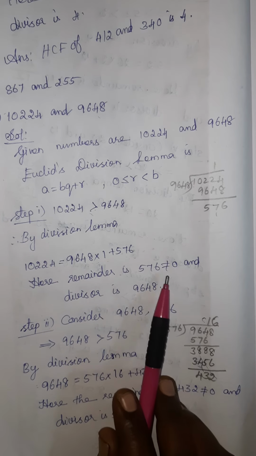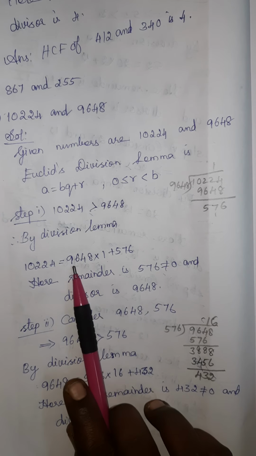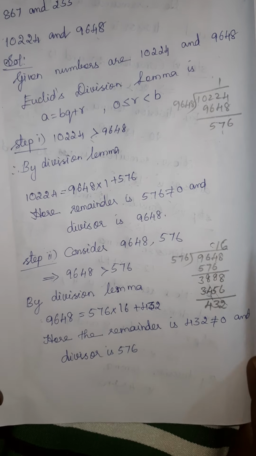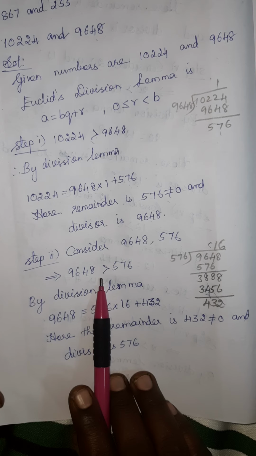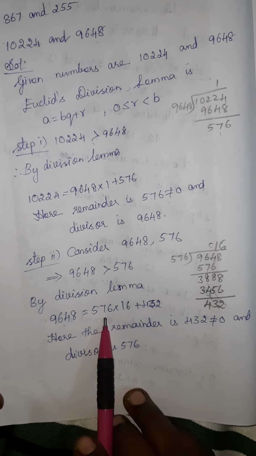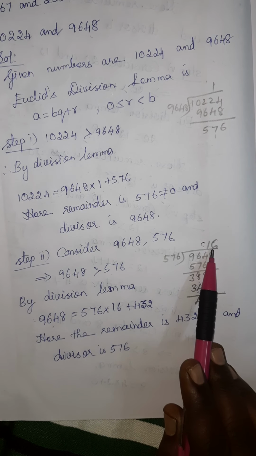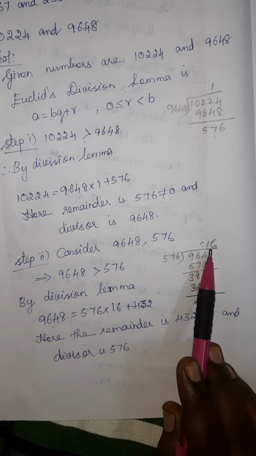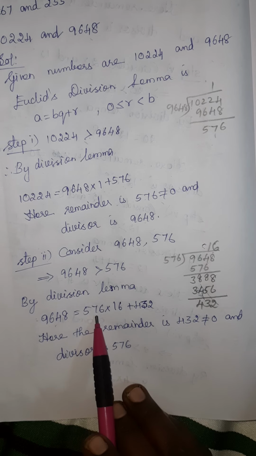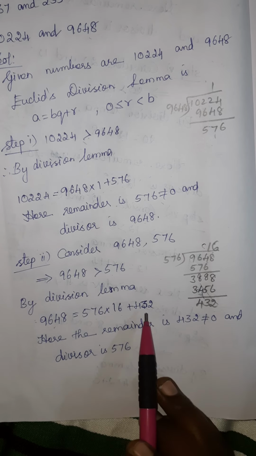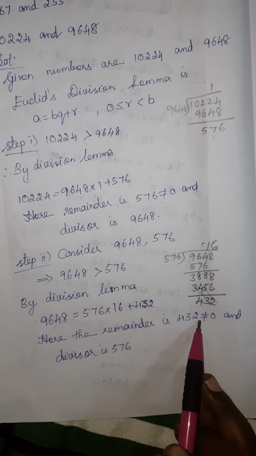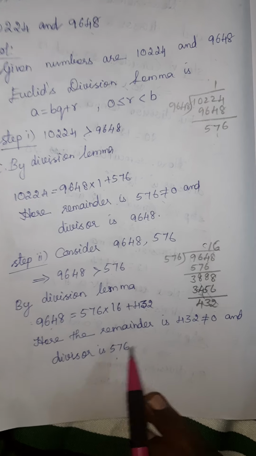Since the remainder is not equal to 0, the divisor is 9,648; that divisor and the remainder you compare in the next step, the second step. The greater number you consider as the dividend and the smaller number as the divisor, and divide. When you divide, you will get 16 as the quotient. So you can write 9,648 equals 576 into 16, and the remainder is 432, so plus 432.